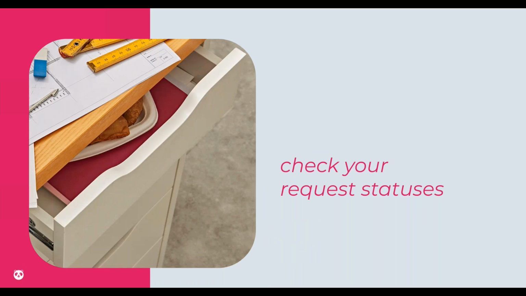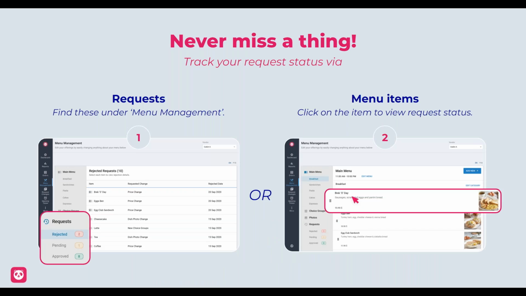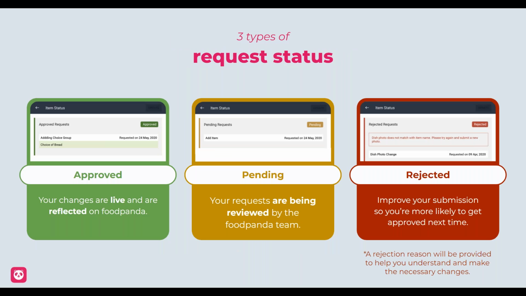Last thing, to check your request statuses. You may find these under menu management. Click on the item to view request status on the left sidebar, and you'll be able to see the rejected, pending, and approved request. If it's approved, your changes are already live and are reflected on Foodpanda already. If it's pending, your requests are being reviewed by the Foodpanda team. And at last, if it's rejected, you will need to improve your submission so that you're more likely to get approved next time. Here, please note that a rejection reason will be provided to help you understand and make the necessary changes.